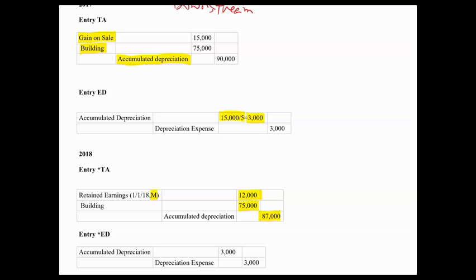Our next entry is entry star ED. Star ED is the same as last year in terms of this journal entry, because we are going to use the same account and the same amount for it. All right, so I'm going to use the next video to complete this question.